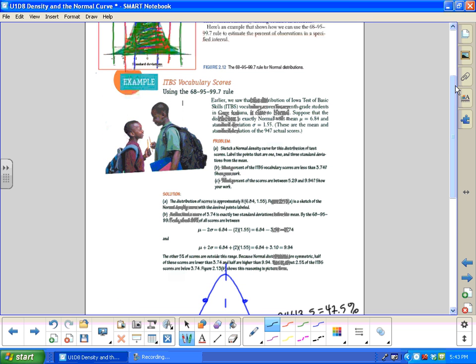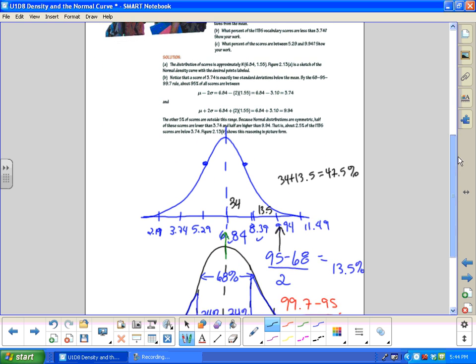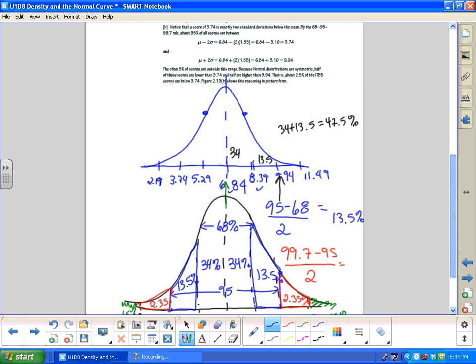Okay, so what they do here, they want to find the area of the scores that are less than 3.74. So let me go down here and see where 3.74 is. I have it right here. Okay, so one thing I know, this is 2 standard deviations below my mean. So I know that 2 standard deviations is 95%.